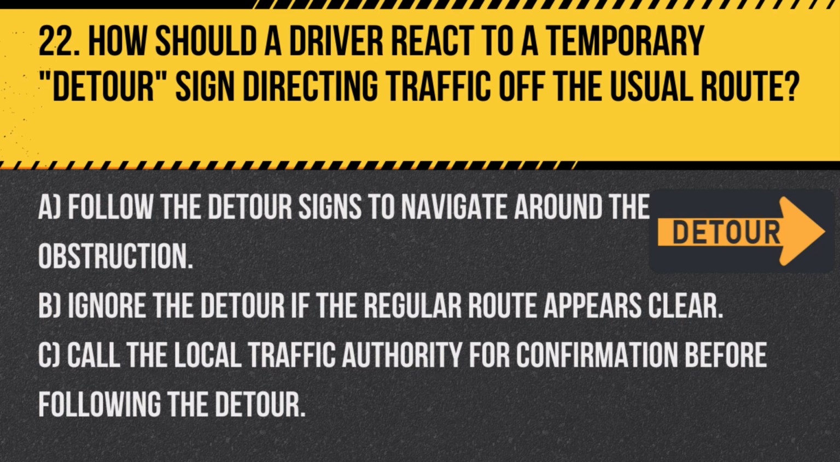Question 22. How should a driver react to a temporary detour sign directing traffic off the usual route? A. Follow the detour signs to navigate around the obstruction. B. Ignore the detour if the regular route appears clear. C. Call the local traffic authority for confirmation before following the detour.